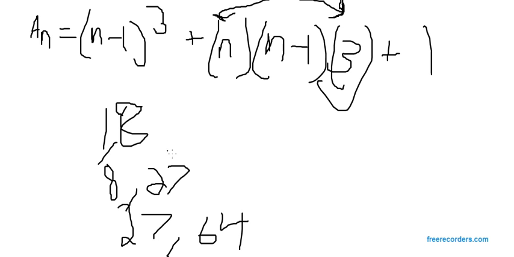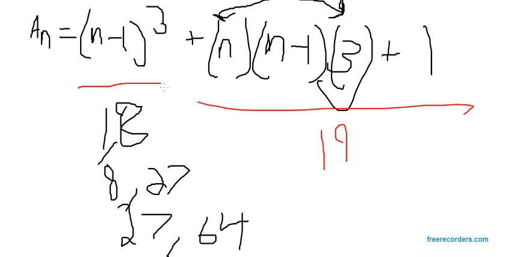And I know that to get from 8 to 27, I need to add 19. So if the difference between 8 and 27 is 19, then this part's 19. And if I'm trying to get to 64 and I'm taking n minus 1 cubed, I'm taking that 27 and adding whatever I need to get to 64. In that case, 27 plus x equals 64. x equals 37. 27 plus 37 is 64, case in point.